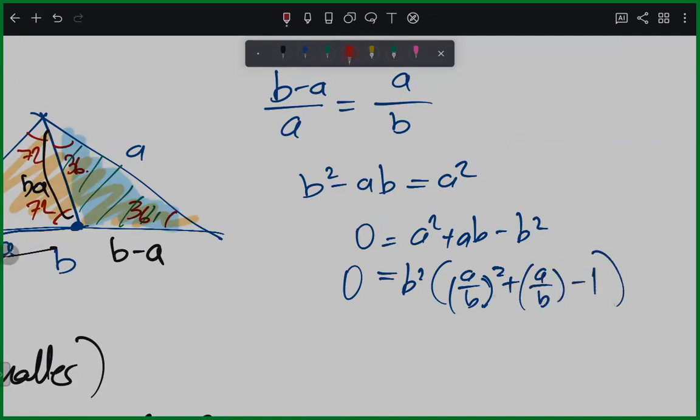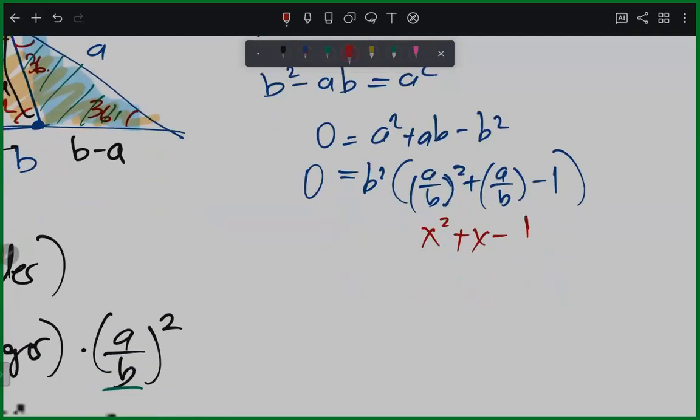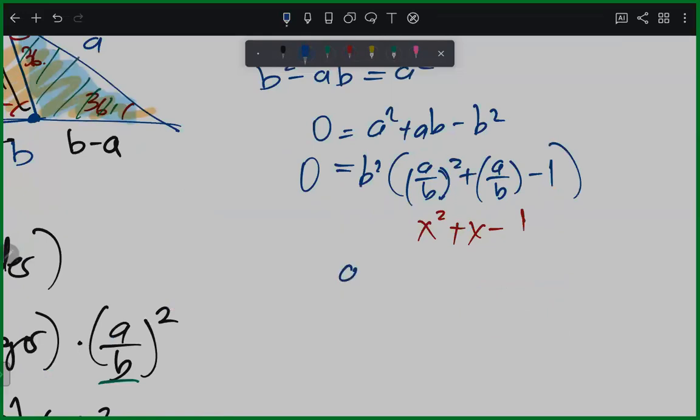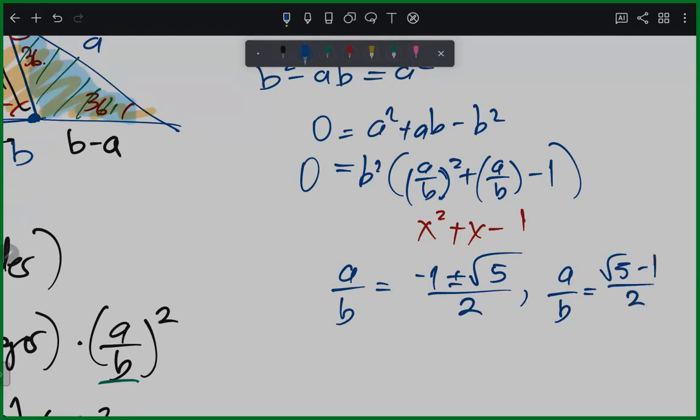So A over B is a root of x squared plus x minus 1. Using the quadratic formula, A over B is negative 1 plus or minus root 5, over 2. Since this ratio has to be positive, because side lengths are positive, A over B is root 5 minus 1 over 2.